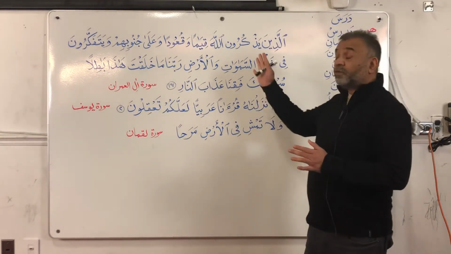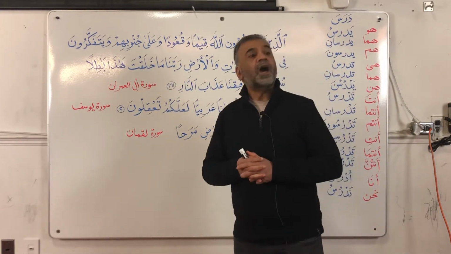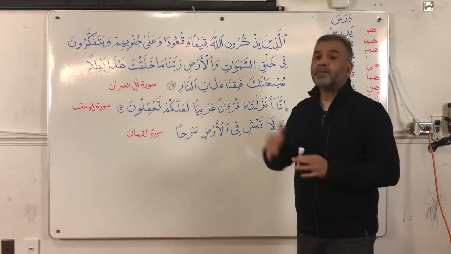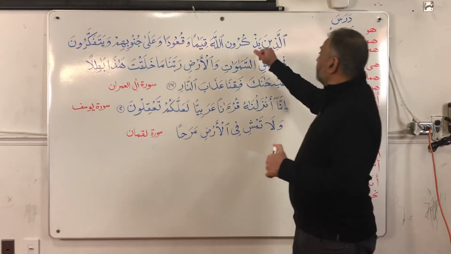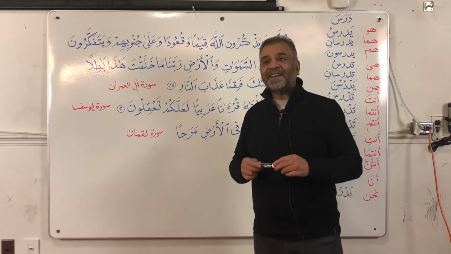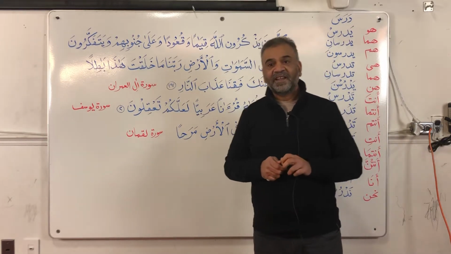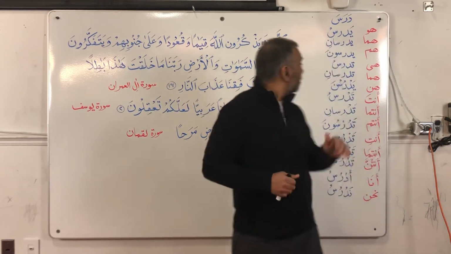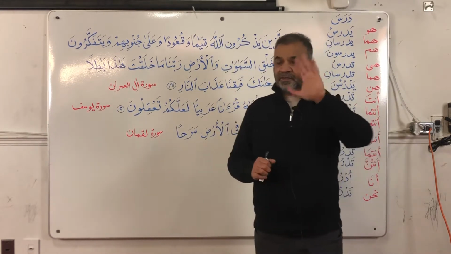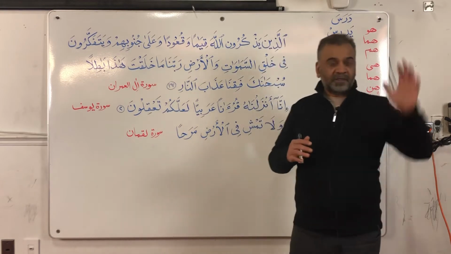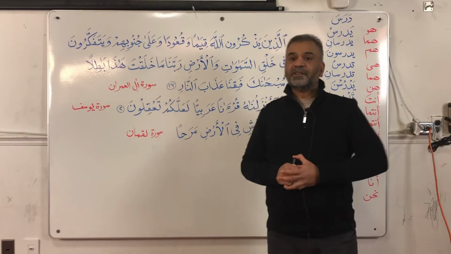Yaskuruna, what kind of verb is this? Fi'l mudare, right? How do I know it's fi'l mudare? Remember when we did the conjugation of fi'l mudare, the present tense, this ya is indicating to me that this is fi'l mudare, right? There were signs ya, ta, hamza and noon, right? So whenever the verb is coming in Quran and we saw this sign, this is our indication that this is the present tense.